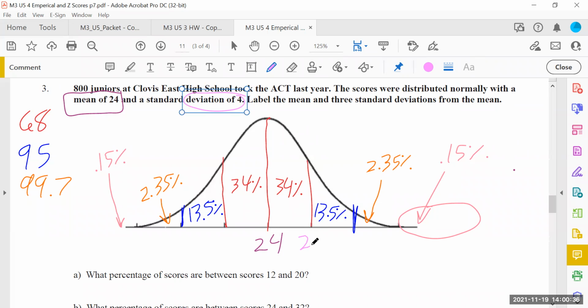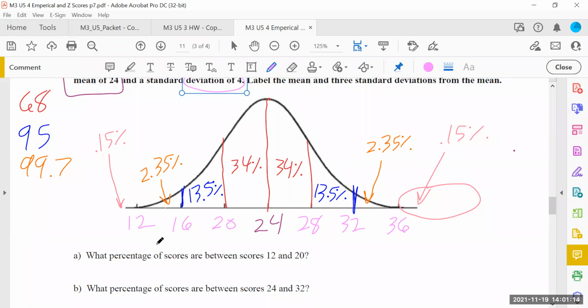So 24 plus 4 is 28, 32, 36, and then count down by 4s, 20, 16, 12. Those are the numbers that change each time. Does that make sense to everybody as well? So we took the mean goes in the middle, and then we counted up by standard deviations. So this time the standard deviation was 4, so I went up by 4s, and I went down by 4s.